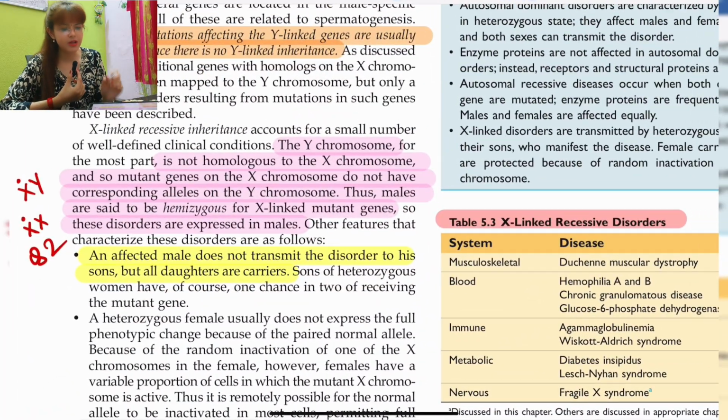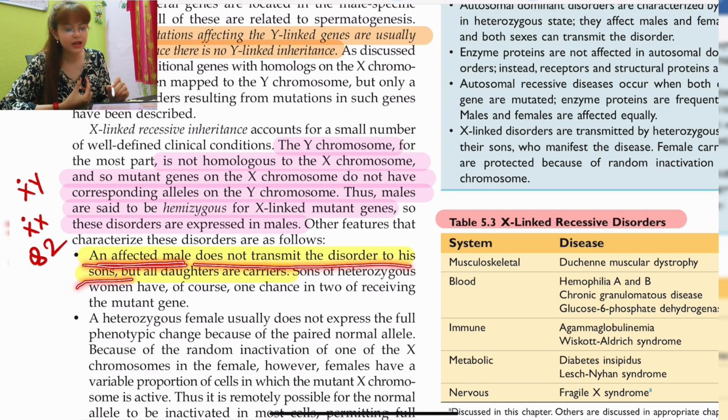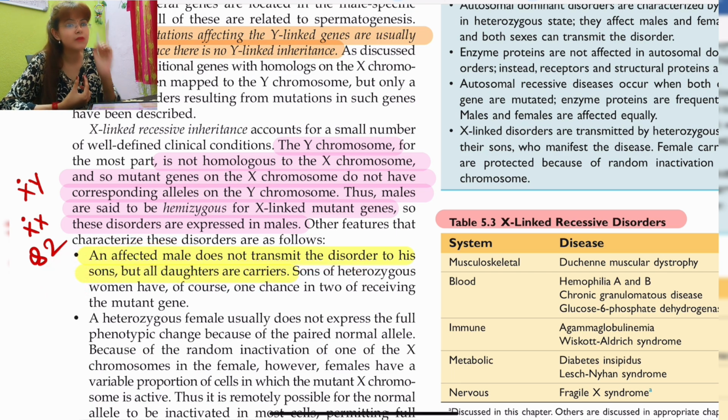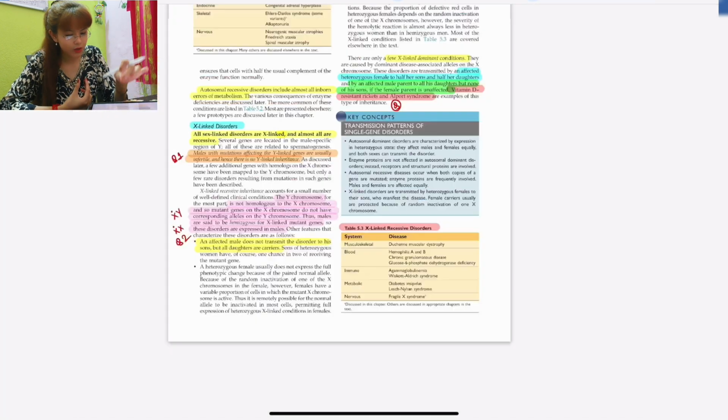So this was the concept. You must remember that these disorders are expressed in the males and the females are the carriers. An affected male does not transmit the disorder to his sons, but all the daughters are carriers. Okay? Affected male will not transmit to his sons, but the daughters are carriers. Important question. All these points you must remember, but to remember you must know the basis, otherwise you will get confused. Okay?